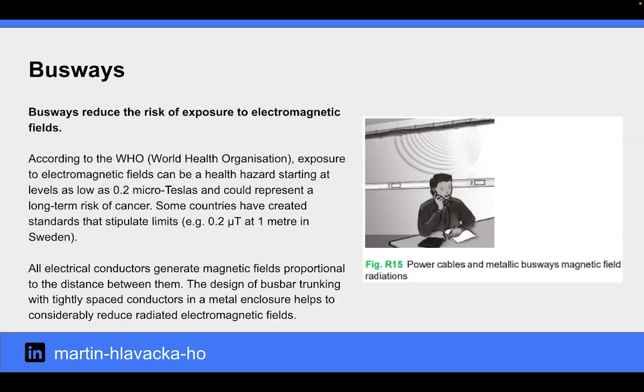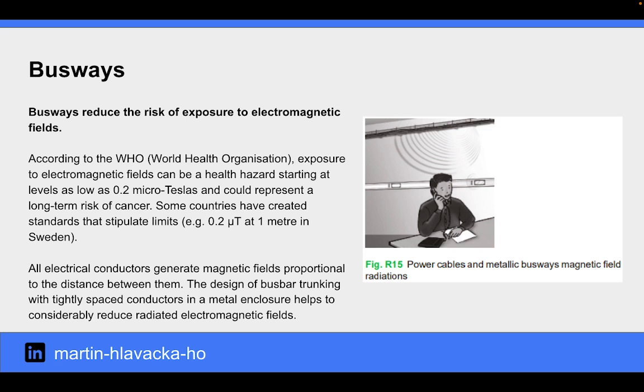Busways. Busways reduce the risk of exposure to electromagnetic fields. According to the World Health Organization, exposure to electromagnetic fields can be a health hazard starting at levels as low as 0.2 microteslas and could represent a long-term risk of cancer. Some countries have created standards that stipulate limits.